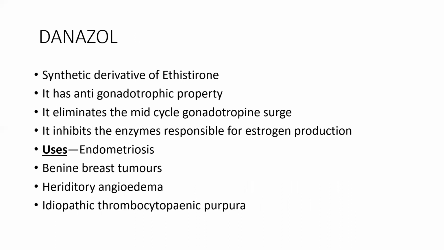Coming to danazol. Danazol is a synthetic derivative of ethisterone. It has anti-gonadotropic property. It eliminates the mid-cycle gonadotropin surge. It inhibits the enzyme responsible for estrogen production. Estrogens have a negative feedback mechanism on the anterior pituitary and hypothalamus. The enzyme responsible for the production of estrogen is aromatase, so danazol inhibits the enzyme aromatase. It is used for the treatment of endometriosis, benign breast tumors, hereditary angioedema, and idiopathic thrombocytopenic purpura.